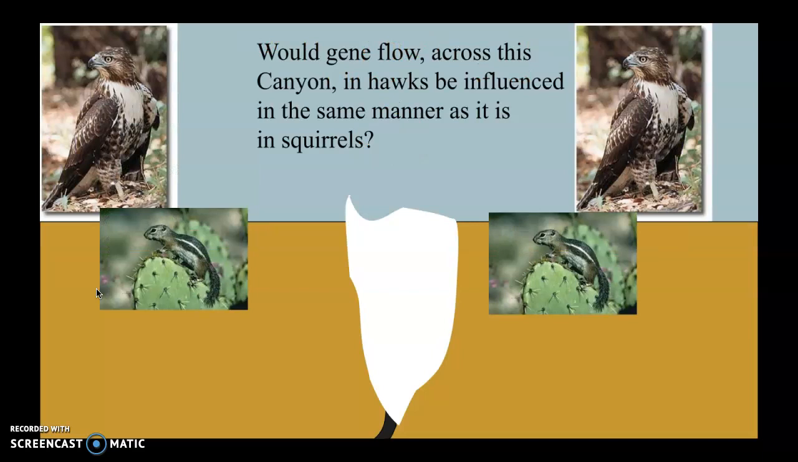Now, would gene flow across this canyon in hawks be influenced in the same manner? Hopefully you said no, because hawks can fly. So geographic barriers are very different for them. The Grand Canyon would not pose a geographic barrier. So certain organisms are more affected by geographic barriers than others. Think plants.